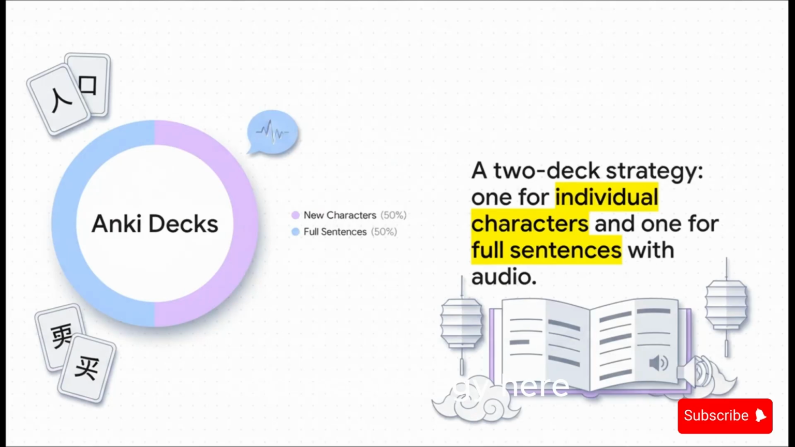The strategy here involved using 2 different kinds of Anki decks. The first was just for single characters, adding about 10 new ones a day to keep it from getting overwhelming. But the second deck, this is the real game changer, it was for full sentences. And these flashcards had audio from a native speaker, which is just crucial for learning the context, the grammar, and the correct pronunciation all in one go.